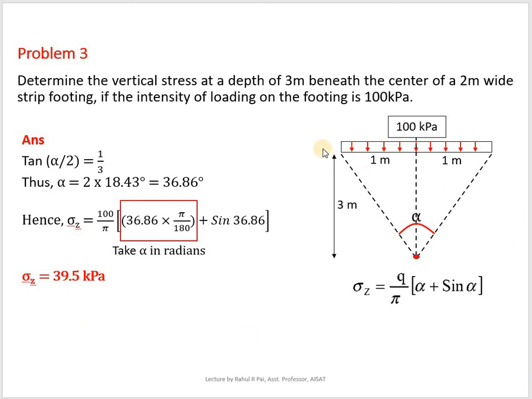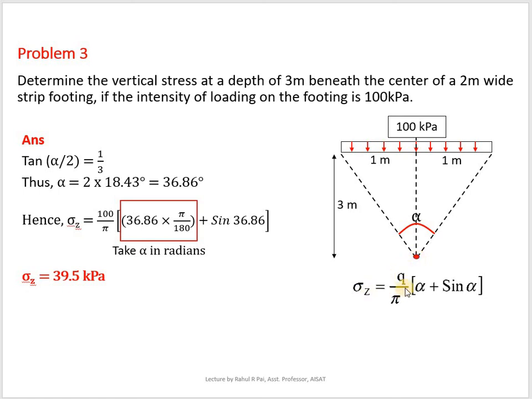Now, the question is about a strip footing. Say the strip footing length is 10 meters, so the strip footing is taken as unit length. The width of the strip footing is 2 meters. If you divide the strip footing from the middle, it is 1 meter and 1 meter. This is the distributed load, shown here in red arrows, a 100 kPa load. At 3 meter depth, you have to find the stress.